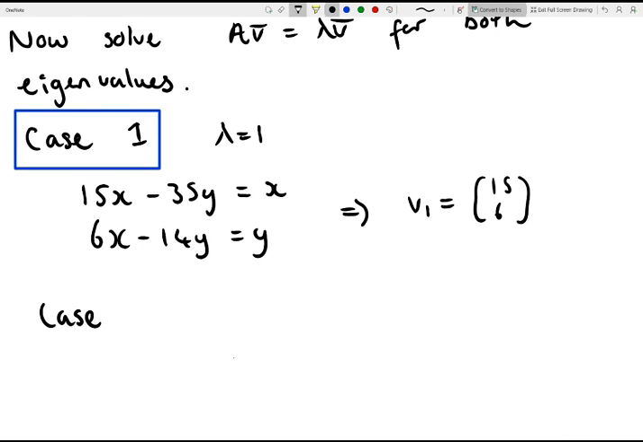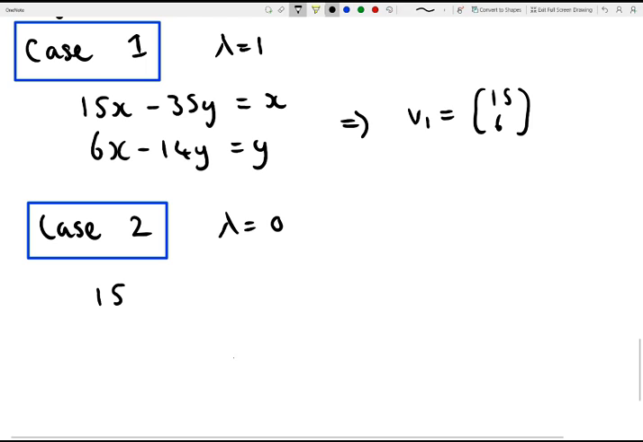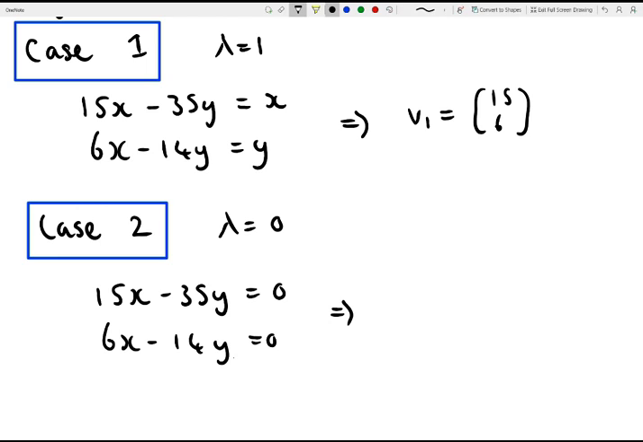And case 2, where lambda equals 0, we now have 15x minus 35y equals 0, and 6x minus 14y equals 0, which implies our second eigenvector is (14, 6). Again, if we set x equal to 14 and y equal to 6, both of these will be satisfied.